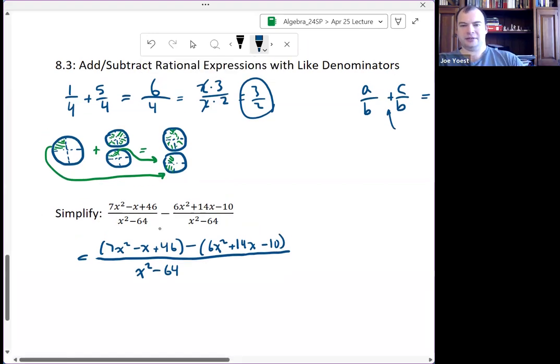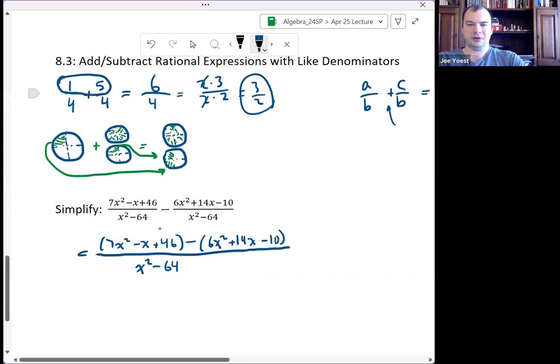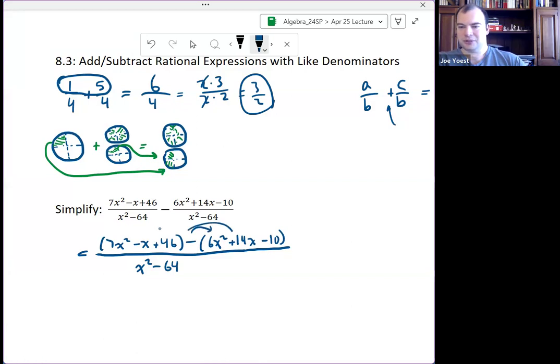Just like I added together my numerators here, I could also subtract the numerators. Whether I'm adding or subtracting, this works very similarly. I do need to remember to distribute my negative here. So if you wanted to take an extra step and make this minus 6x squared minus 14x plus 10, you could. Because we're running a little short on time, I will just jump over that and we get 7x squared minus 6x squared is 1x squared. Minus x minus 14x is minus 15x. Plus 46 minus a minus 10, that's plus 46 plus 10, or that's plus 56.